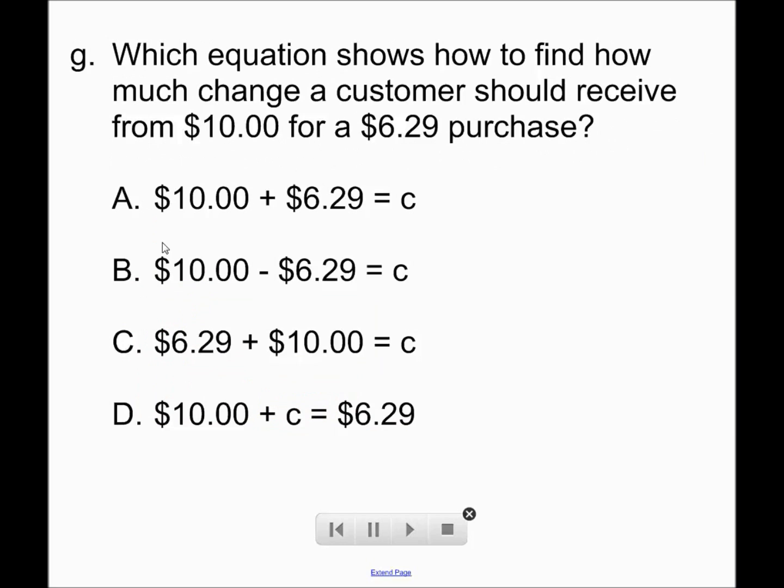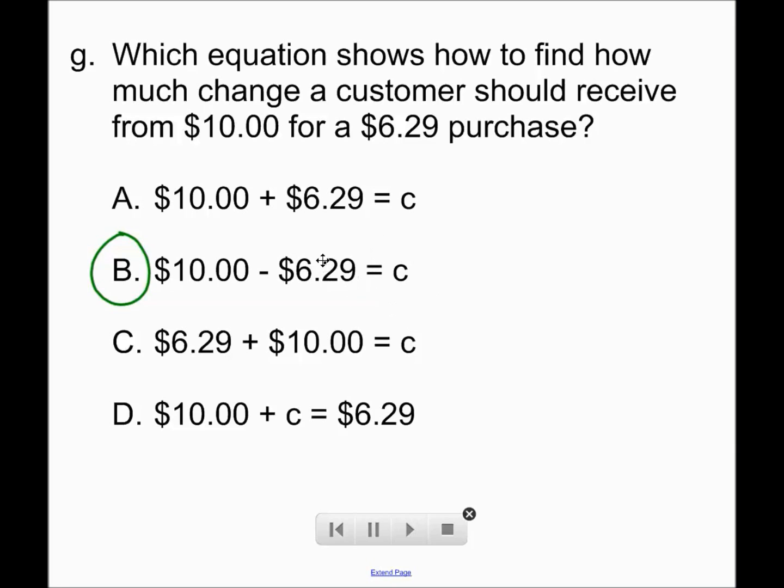And lastly, which equation shows how to find how much change a customer should receive from $10 for a $6.29 purchase? Take a look at it, make your choice, and be able to defend it. Here's the answer I'm going with. I'm going with answer B. Start with $10, subtract the $6.29 purchase. How much change do they get back?